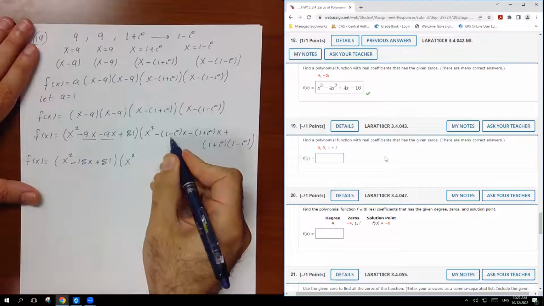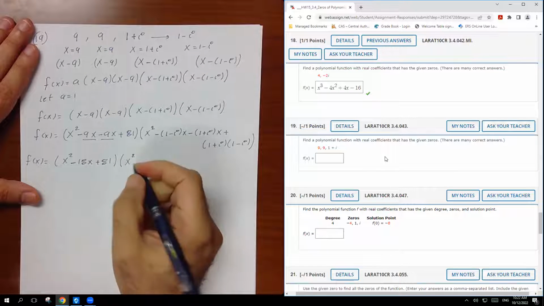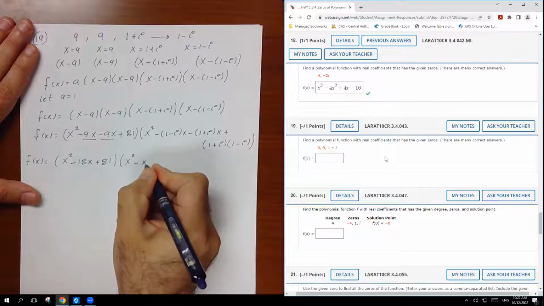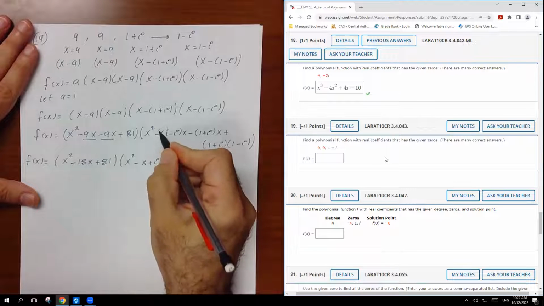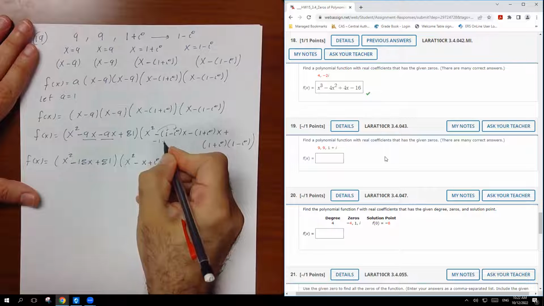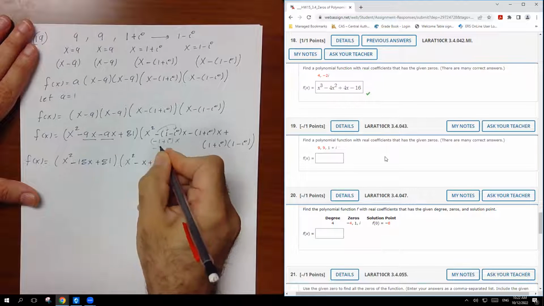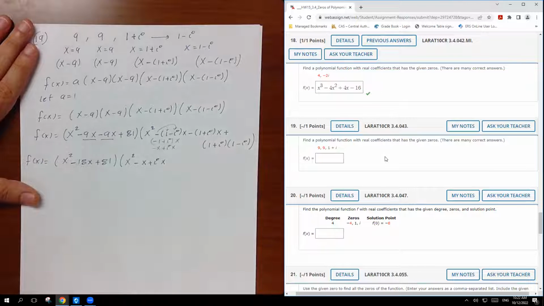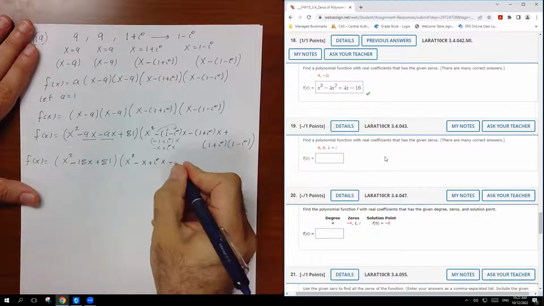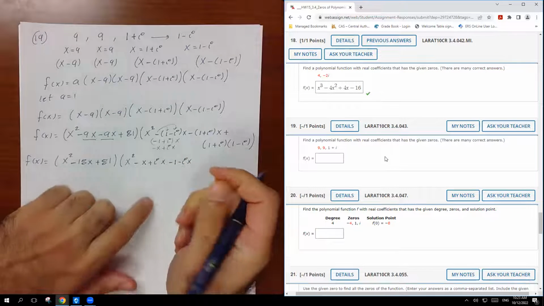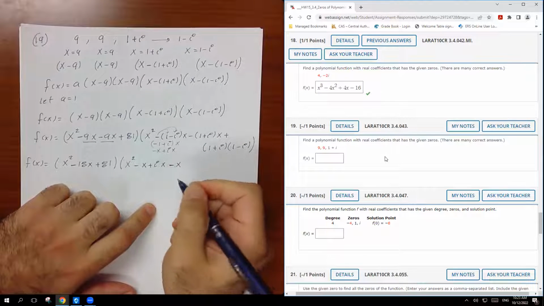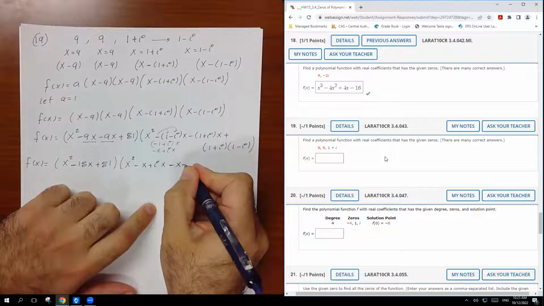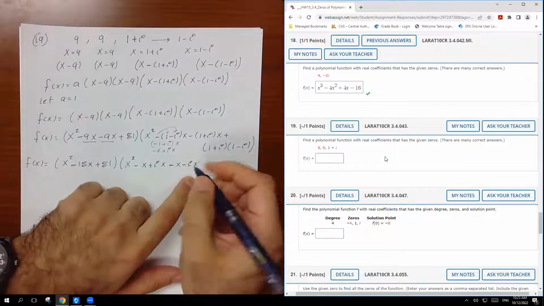X squared, I'm going to distribute the negative sign with the x. So it's going to be negative 1x plus ix. Let's do this one on the side, because you're going to distribute the negative sign first. So it's going to be negative (1 plus i). Then you have to distribute the x, so it's going to be negative x minus ix. And here is going to be the same thing, but minus (1 minus i)x, so minus 1x minus ix. Then we're done with this one.